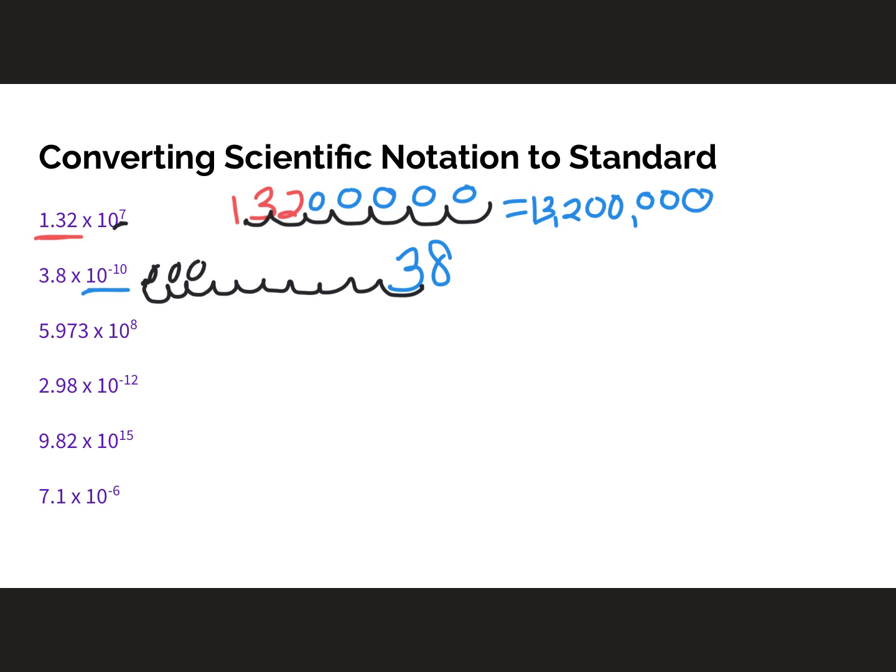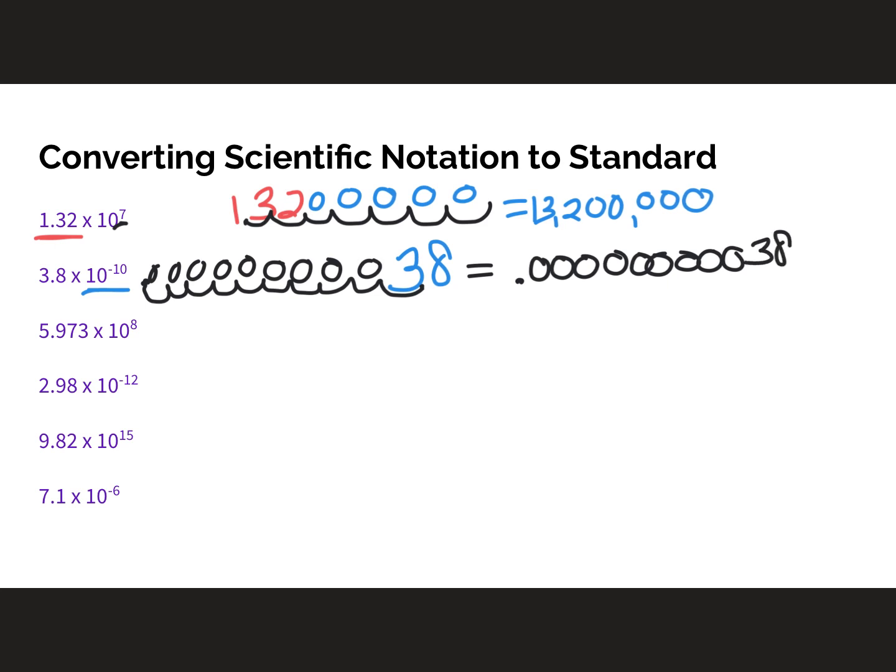1, 2, 3, 4, 5, 6, 7, 8, 9 zeros. So when I write this again, I can put a decimal and then 9 zeros and then the 3 and the 8.